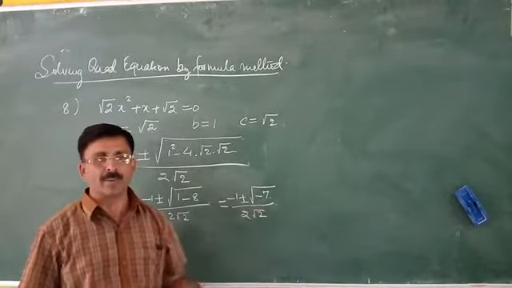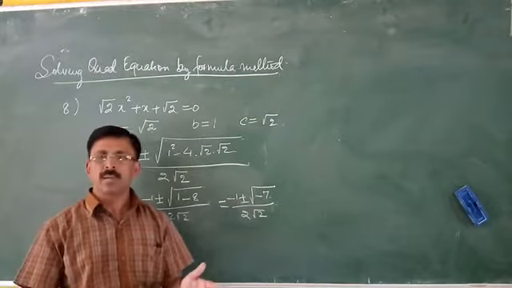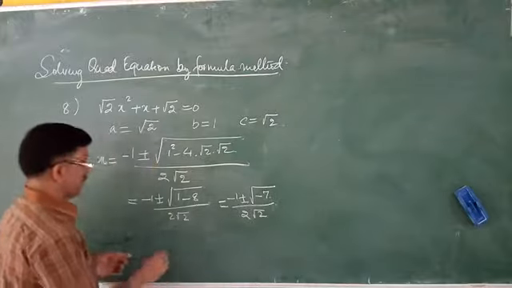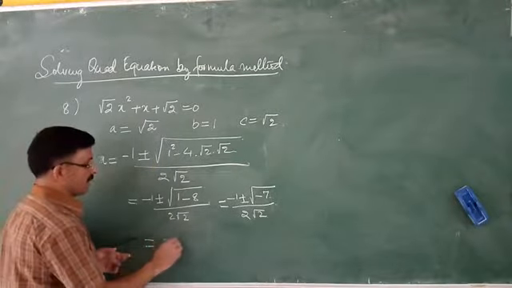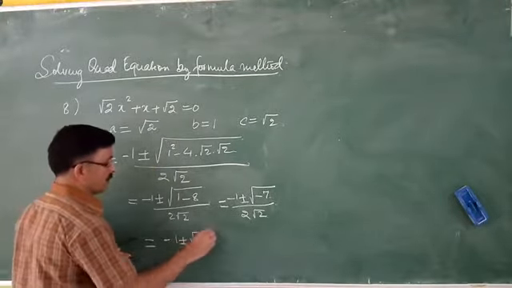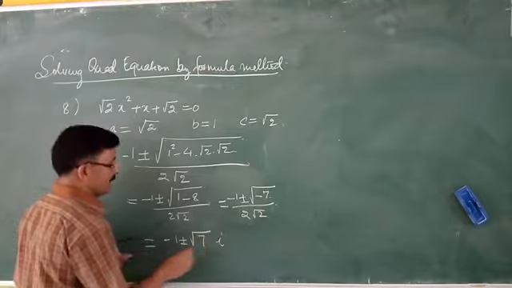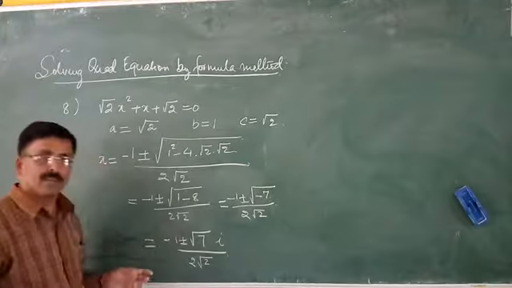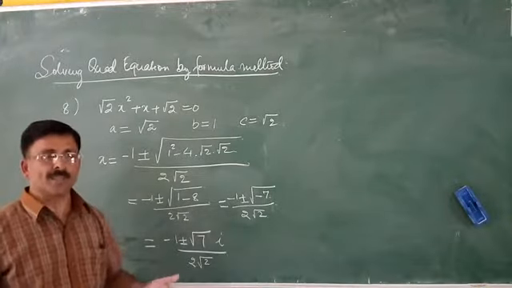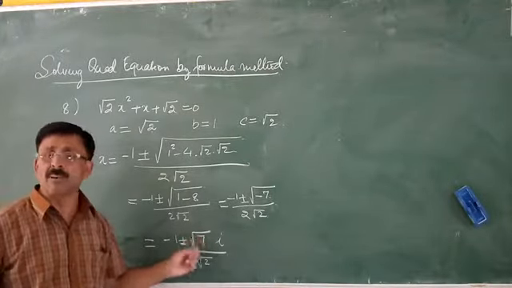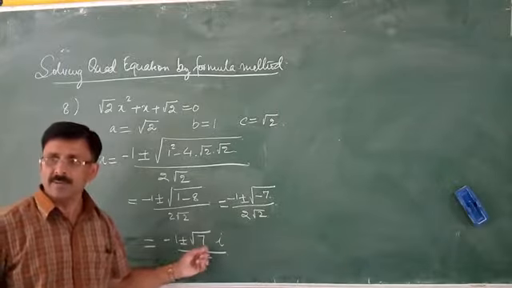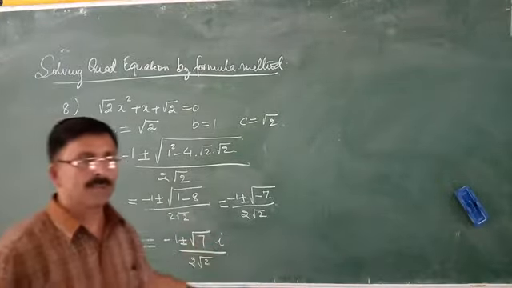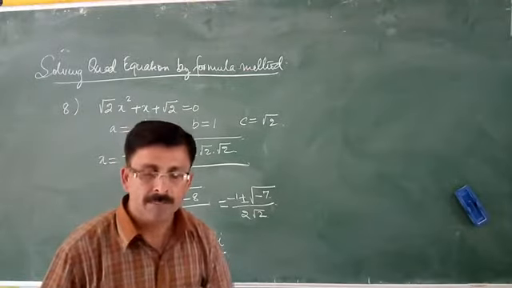Whenever we have a complex number, we separate the imaginary number from the real number. So we will do that. This is equal to minus 1 plus minus root over 7 times i, divided by 2 root 2. That's all. Here we don't need to separate the two answers because the radicand is a non-square number. So you can't simplify this part, and therefore we will leave the answer like this. Is it okay? Yes.